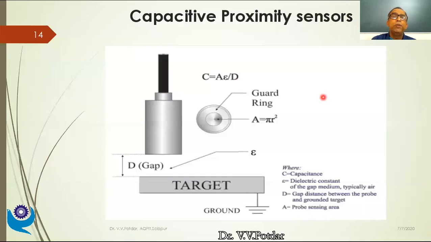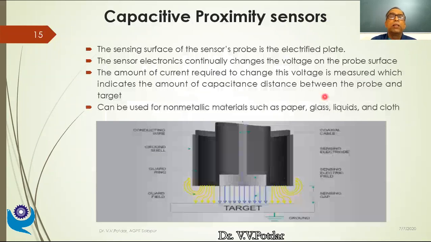It is also widely used in industrial mechatronic applications. This is a commercial figure showing the sensing surface of the sensor, the target, the shielding fields, and this is my main field. The sensing gap is mentioned here. The conducting wire is in between, the grounded shell is there, and the guard ring is there, and this is the guarded field, which is protecting my targeting field. So this is how the construction is.